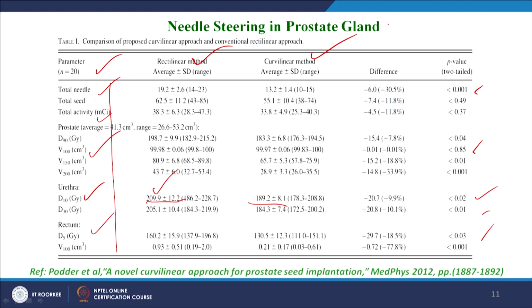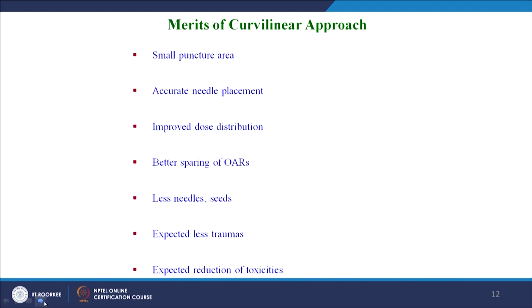to the rectilinear methodology. So, the merits of the curvilinear approach over the conventional one: smaller puncturing area, accurate needle placement, improved dose distribution, better sparing of organs at risk such as the rectum and the urethra, and fewer needles, obviously fewer seeds as well, and expected less trauma and less toxicity to the organs.